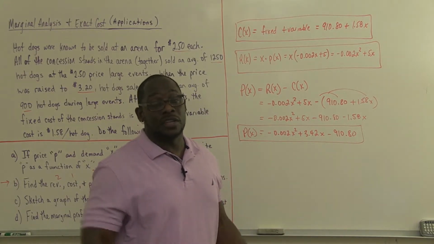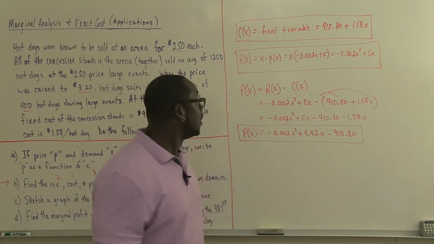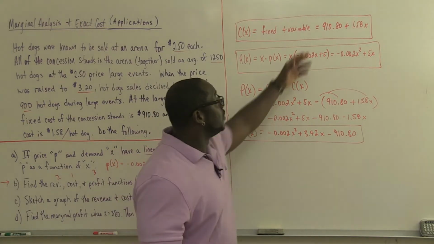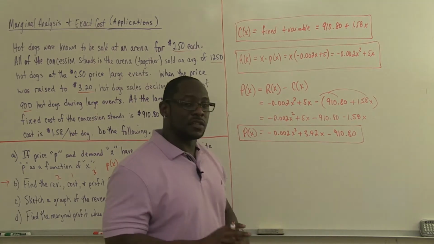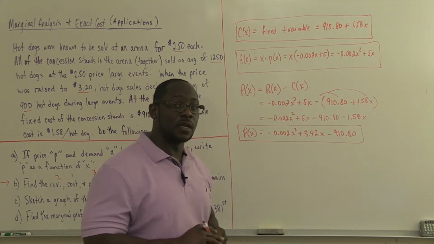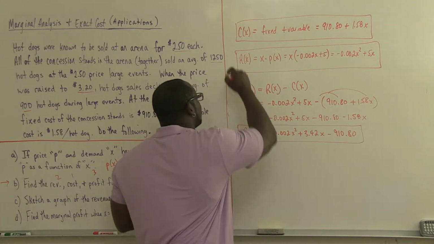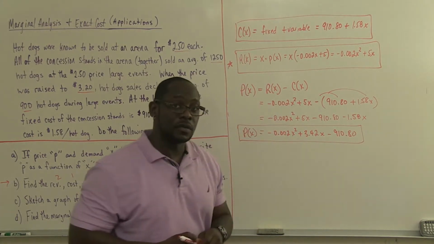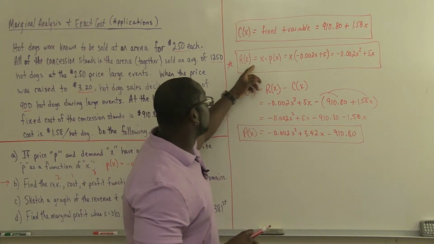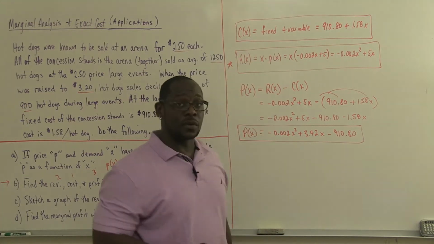And we're not going to order a negative amount of hot dogs either. So because of that, what we need to do here is realistically figure out what our domain would be. And so what we'll do is stick to the revenue here, because the domain of the revenue will pretty much control everything else that's going on here.